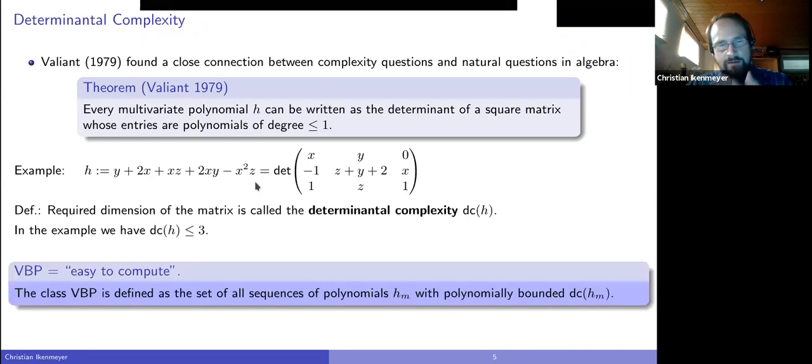One can then define a complexity class. It's the class VBP, as I want to call it in this talk. Those are the things that are easy to compute in this model of computation. It's defined as all the sequences of polynomials h_m with polynomially bounded determinantal complexity. So you think of a sequence of polynomials, and each polynomial has a certain determinantal complexity, and this gives you a sequence of natural numbers. And that sequence of natural numbers should be bounded from above by a polynomial.